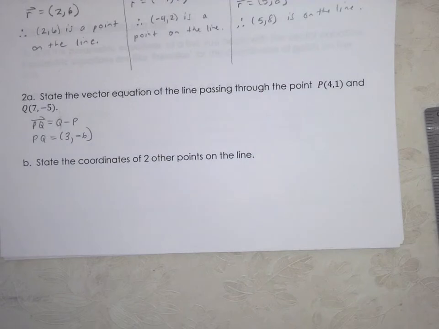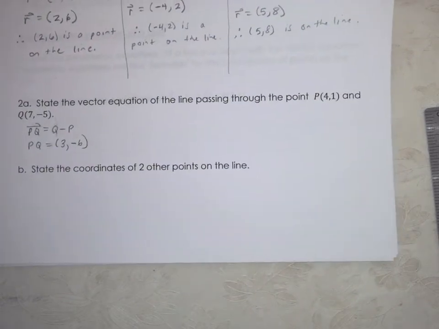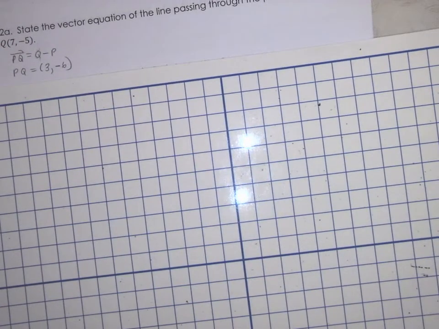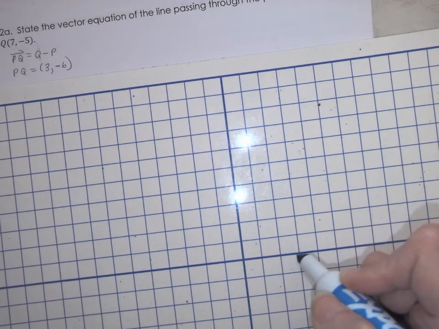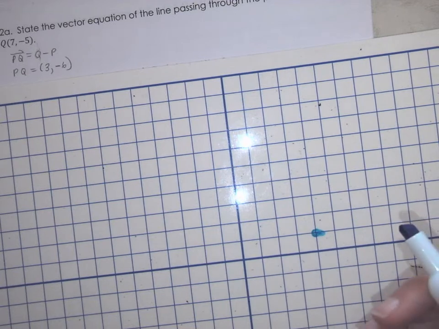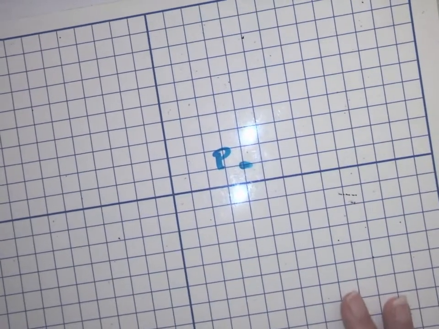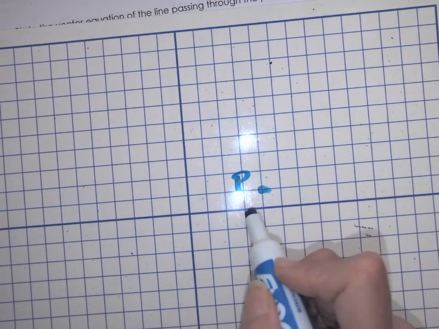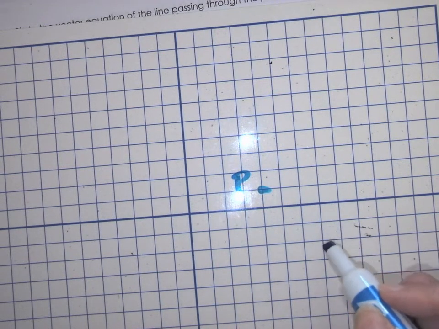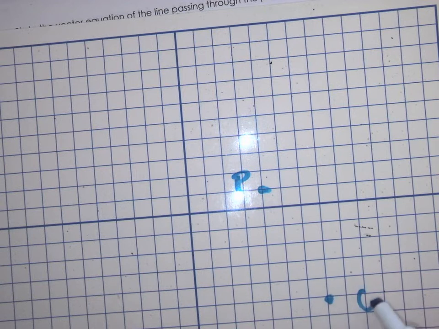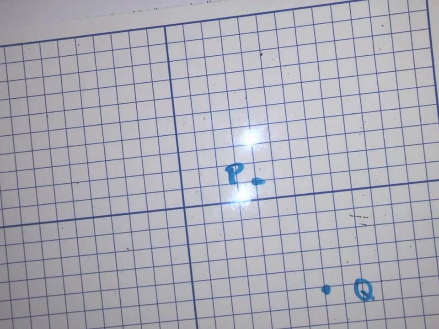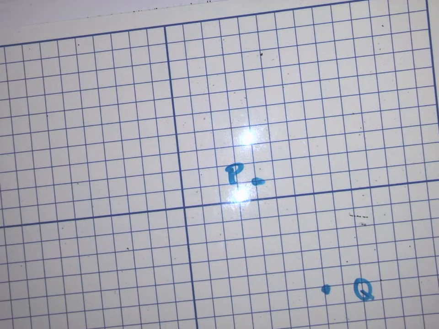And again, I like to reinforce that here. So if we look at these 2 points, (4, 1), I've got my markers here. So my point (4, 1), 1, 2, 3, 4, 1 here, that's point P. And point Q is (7, -5). So 1, 2, 3, 4, 5, 6, 7, negative 1, 2, 3, 4, 5. So here's my vector PQ.